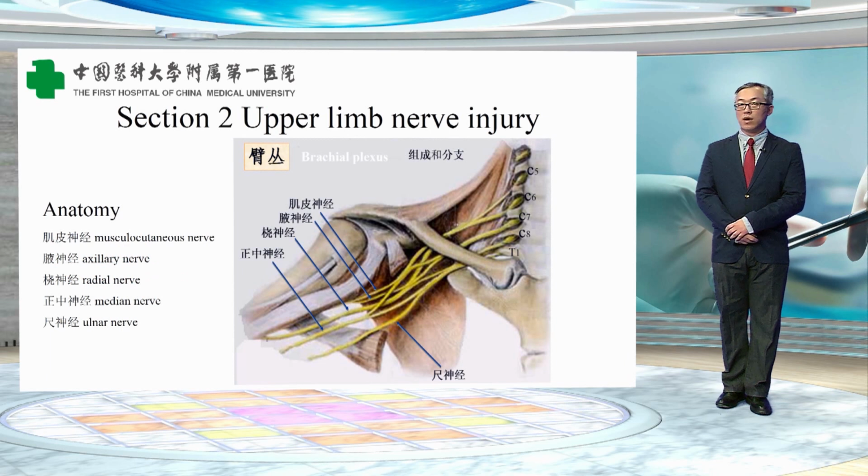Section 2 is about upper limb nerve injury. I will show you the brachial plexus. You see the anatomy. The brachial plexus is formed from C5 to T1 nerve roots, and they formed the following nerves. First is musculocutaneous nerve, second axillary nerve, third radial nerve, the fourth median nerve, the fifth ulnar nerve. They perform important functions on the limbs.